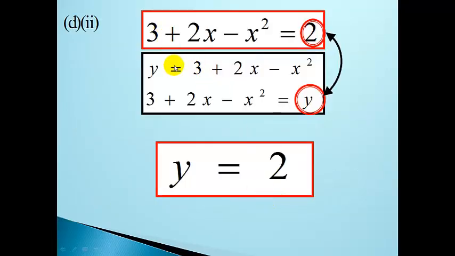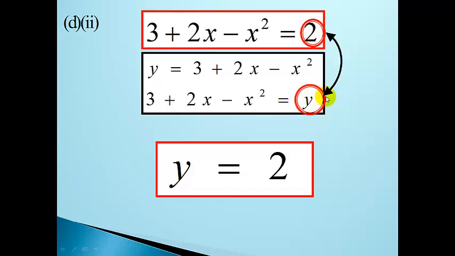Now, (d)(ii), we are given the equation 3 plus 2x minus x squared equals 2. We are asked to solve this equation. Now, we write down the relation from the question. We have y equals 3 plus 2x minus x squared. Now we arrange it to look like the question we have to solve. So 3 plus 2x minus x squared will now come to the left, and y will now move to the right. We can see that 3 plus 2x minus x squared is the same as 3 plus 2x minus x squared.